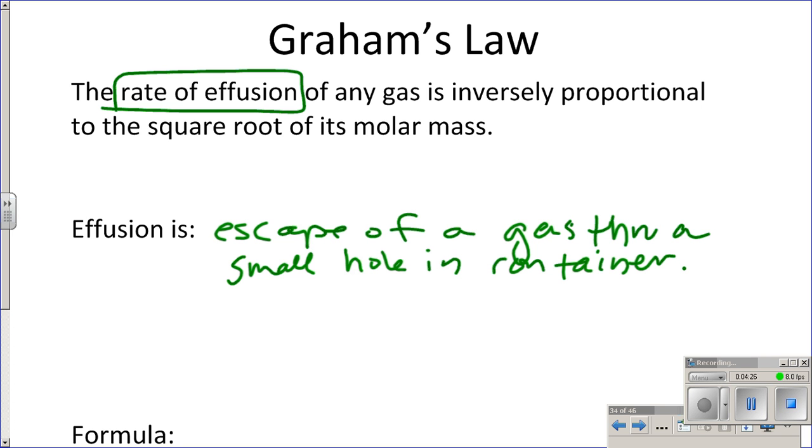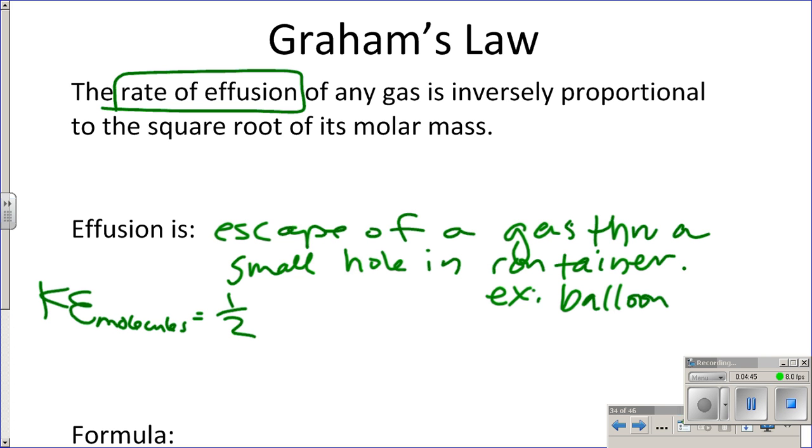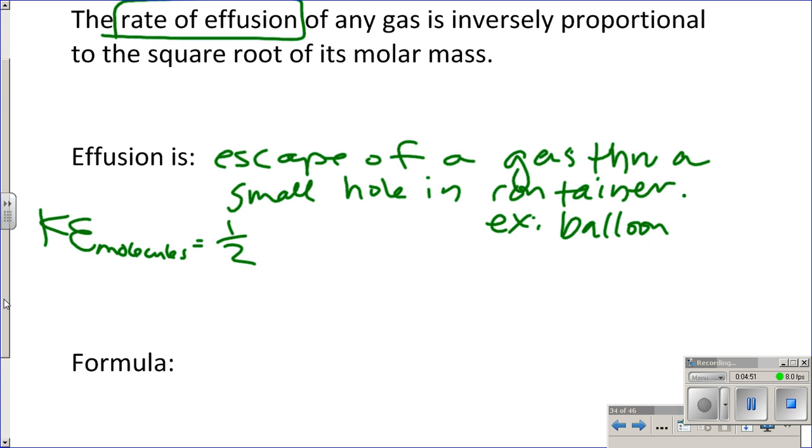We've all experienced this because we've had, for example, a balloon that didn't make it past a week after a birthday or something. And we talked about this earlier. We talked about how the kinetic energy of molecules is equal to 1/2 times mass times velocity squared. Do you remember this formula? It dealt with mass and velocity.